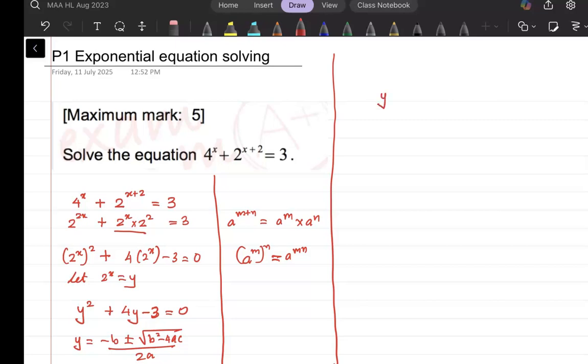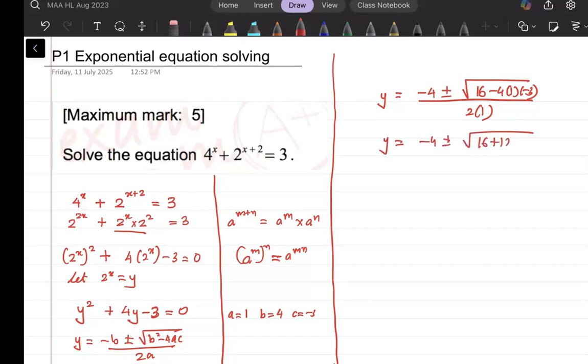So y is equal to minus b. Now if you look over here, a is the coefficient of y square, which is 1, b is equal to 4, c is equal to minus 3. So minus b is minus 4 plus or minus root b square 16 minus 4ac upon 2a. So y is equal to minus 4 plus or minus root 16 plus 12 upon 2. So y is equal to minus 4 plus or minus root 28 over 2.